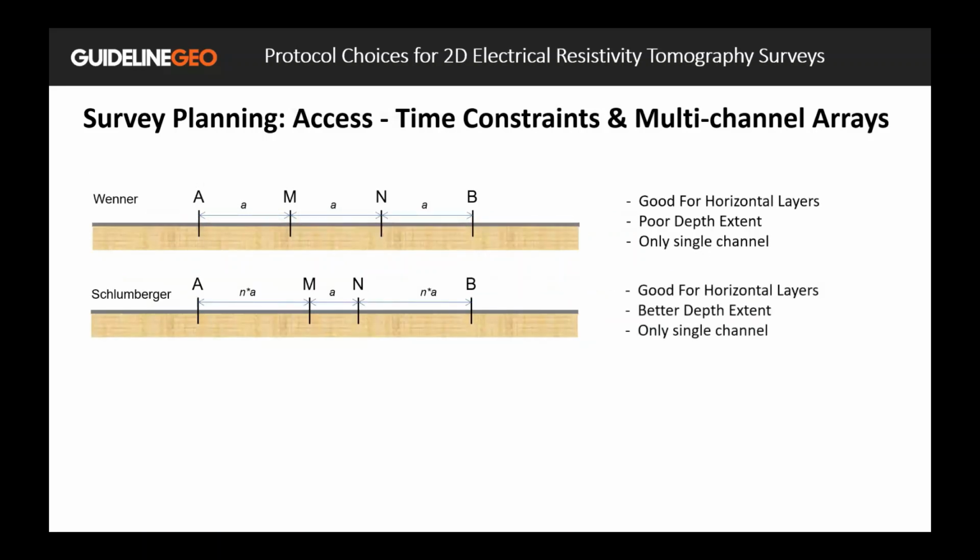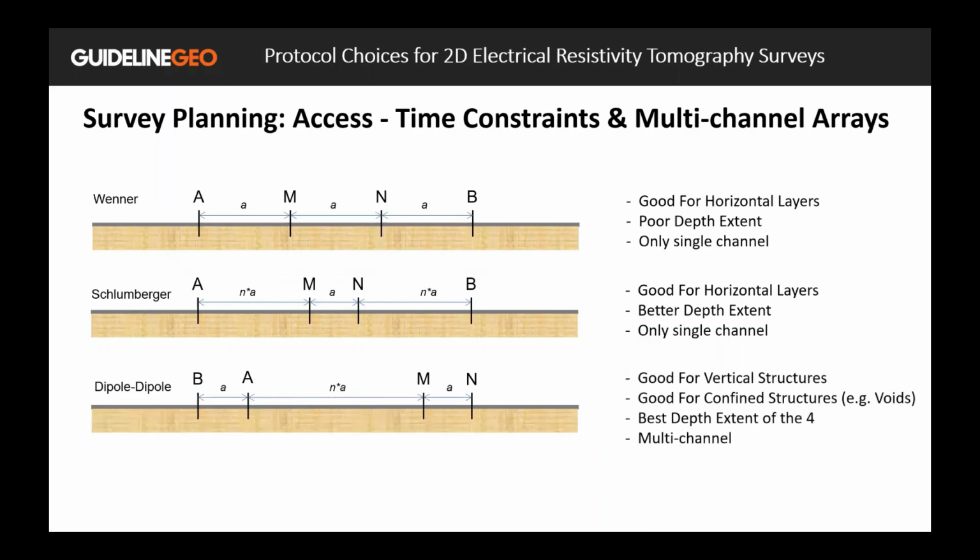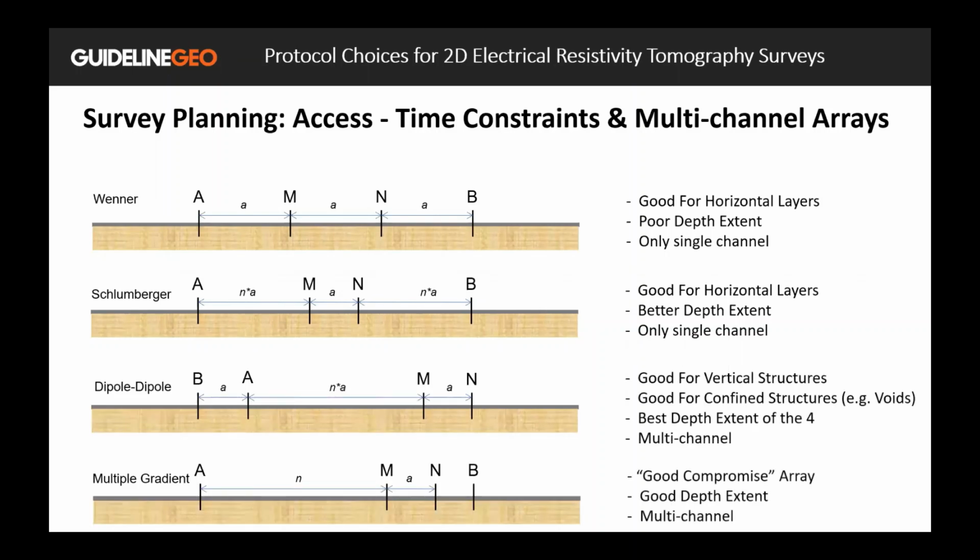So what can we say now about our list of pros and cons that we're building for each of the arrays? Well, now we can say that Wenner and Schlumberger are only single channel, and dipole-dipole and gradient are both multi-channel.